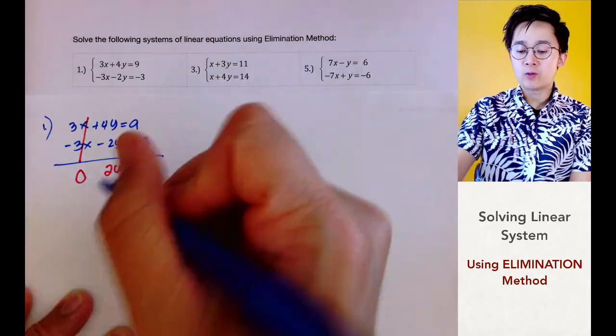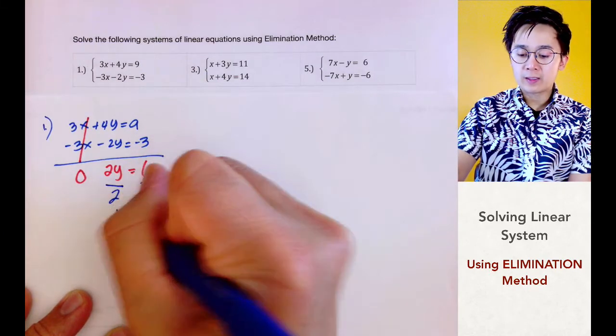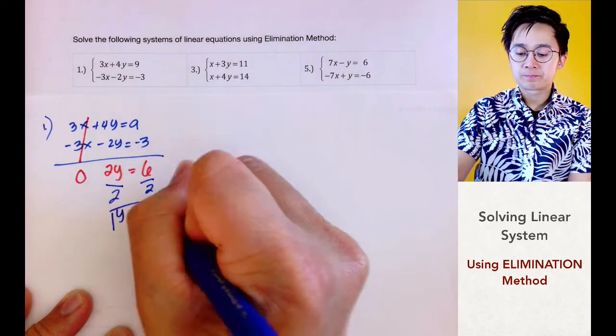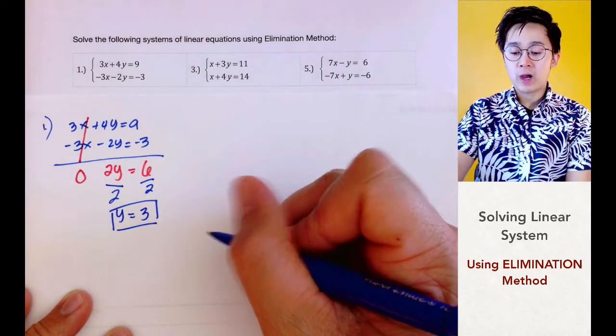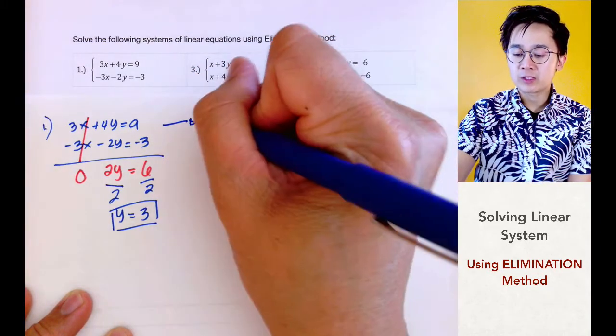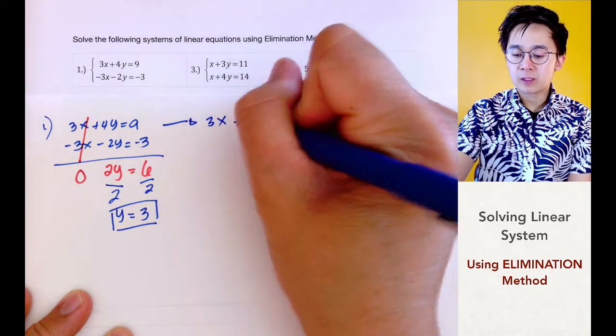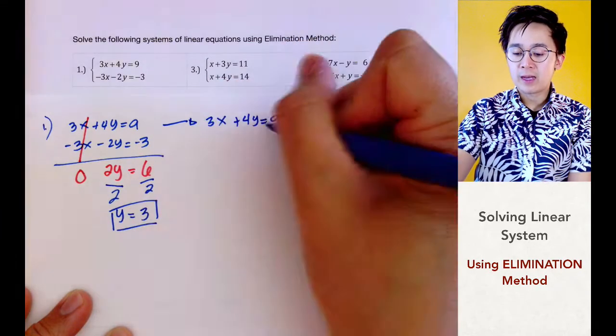So, by solving for y, we divide both sides by 2. So, y is equal to 3. So, yan yung una nating ordered pair, which is yung y value. So, by using line 1, so by habit, I always use line 1. 3x plus 4y equals 9. So, in this case, si y ay magiging 3.